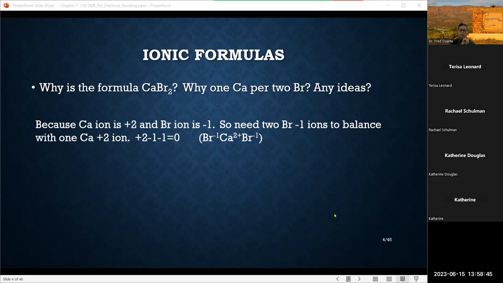I just did aluminum bromide. That could have been aluminum chloride or aluminum iodide. See, you can start building the database. I said bromide, but you could have used any of the halides.